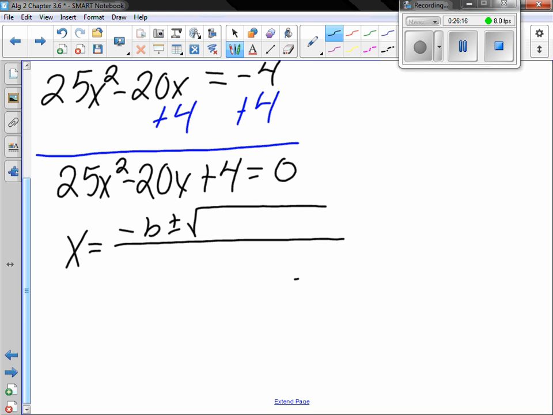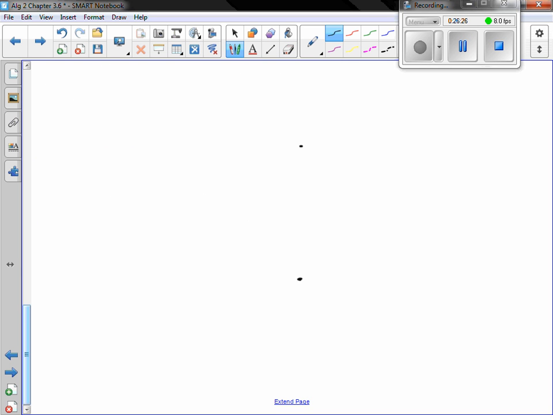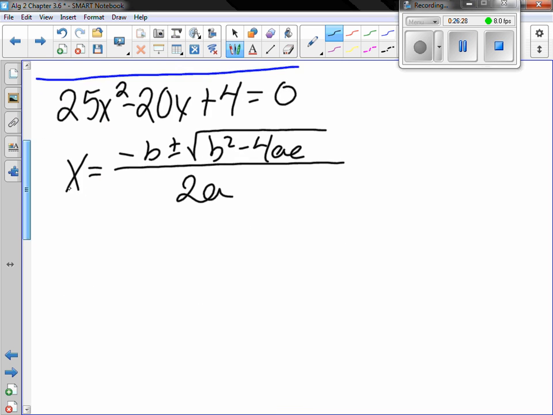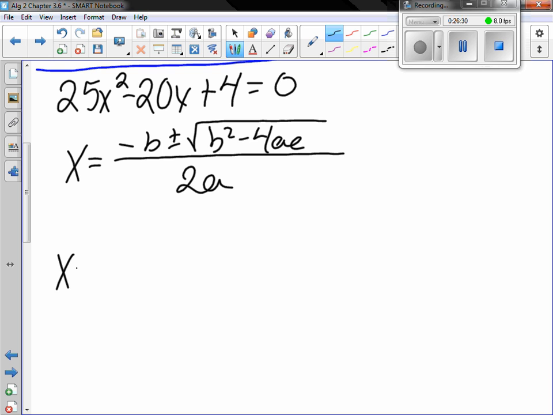Negative b plus or minus the square root of b squared minus 4ac all over 2a. Extend the page out just a bit. Any questions on this here before we start plugging things in? We good with this here?